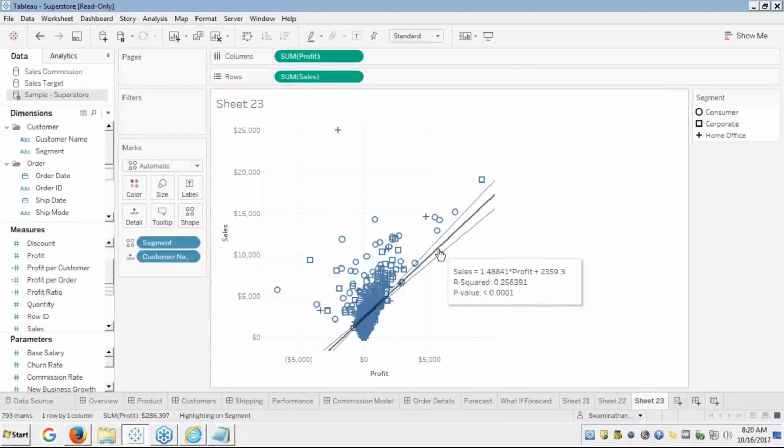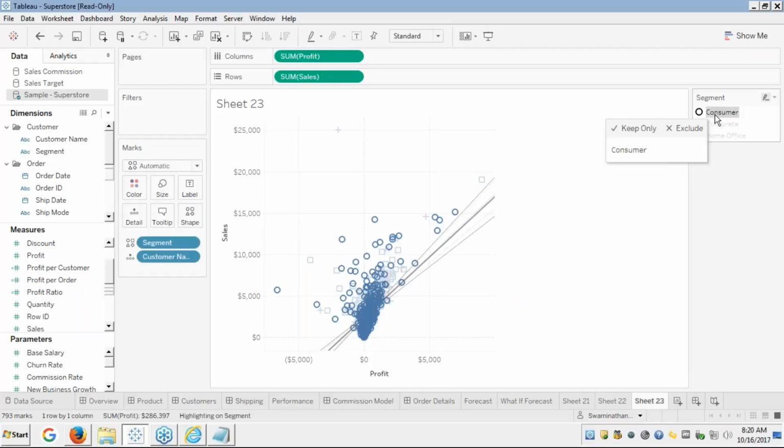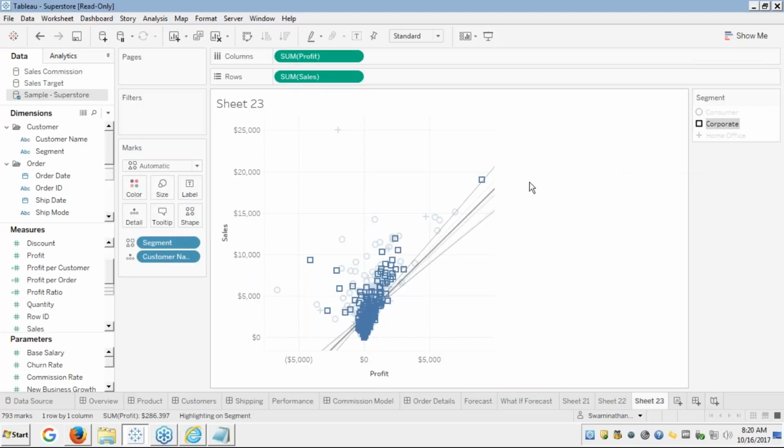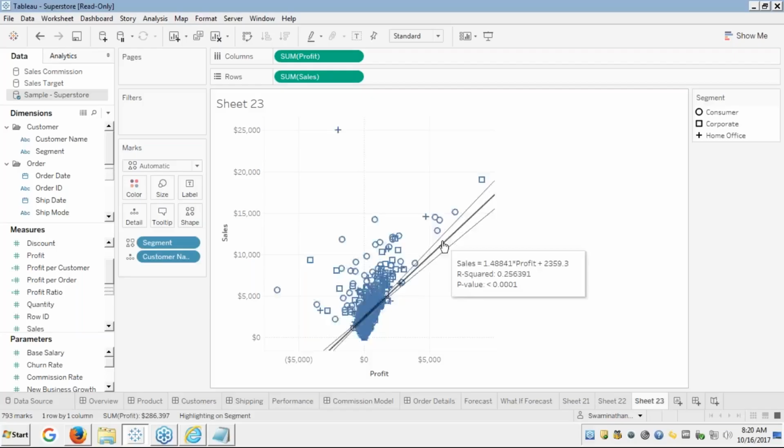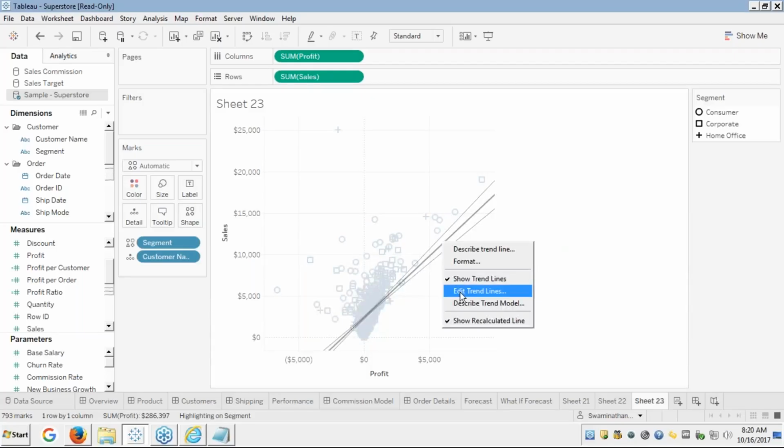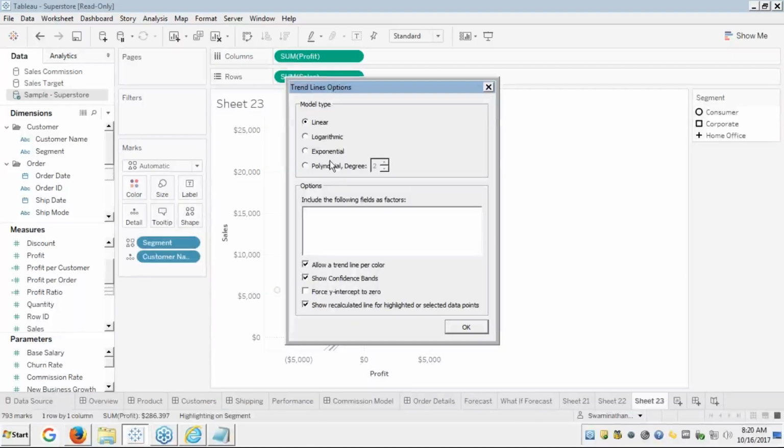So that's what determines the r-squared value and the p-value. Based on those variables, whatever we are seeing, a trend line appears for that, and we will be able to note it down. You can also edit the trend line. I just told you how to do that editing. Click here, edit trend lines.